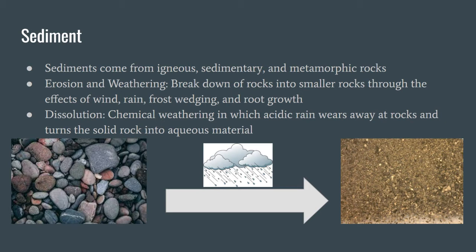Moving on to sediments, we have sediments that come from igneous, sedimentary, or metamorphic rocks. And sediments form either through erosion and weathering or dissolution. Erosion and weathering is the breakdown of rocks into smaller rocks through the effects of wind, rain, frost wedging, and root growth. And then dissolution is a chemical type of weathering in which acidic rain wears away at rocks and turns the solid rock into aqueous material.